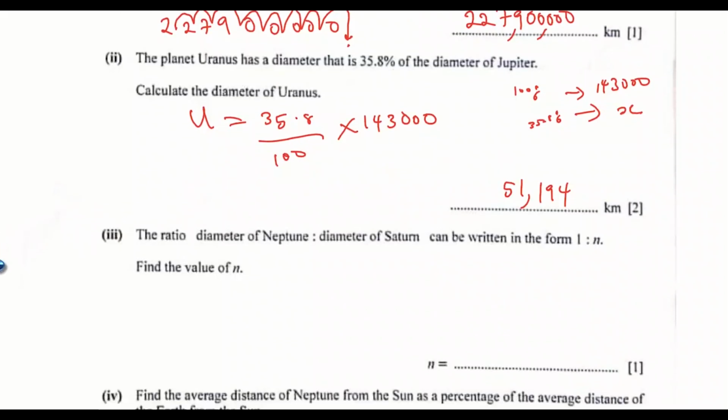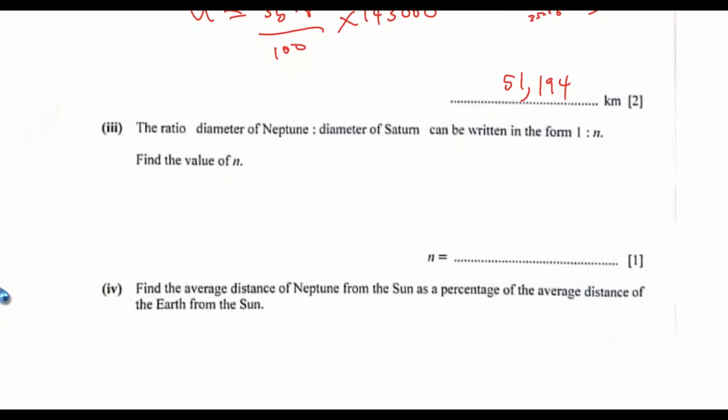So Roman figure 3, the ratio of diameter of Neptune, so you can say n for Neptune, to the diameter of Saturn, you can say s, can be written in the form 1 to n. So find the value of n. So we need to get the diameter of these two, that is for Neptune and then Saturn respectively.